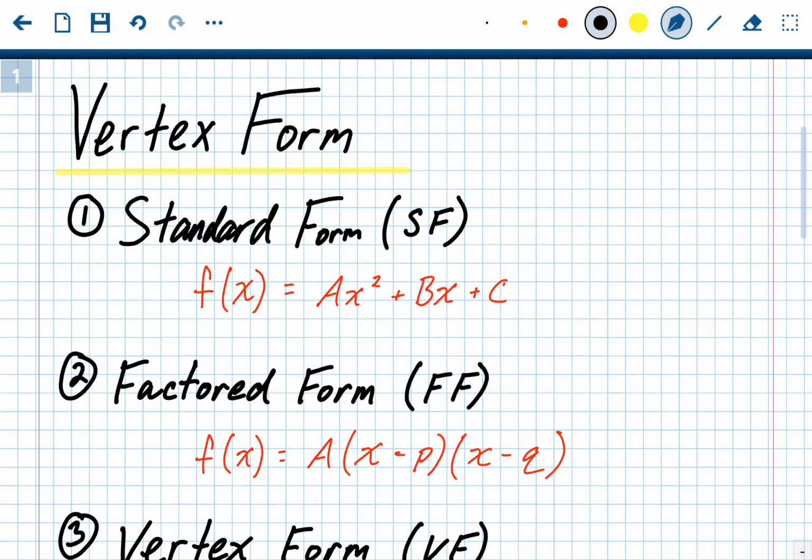Okay, Algebra 1, welcome back. Again, we're still in our quadratics unit after a week off for spring break. And today we're going to talk about the third and the final form of quadratic functions.